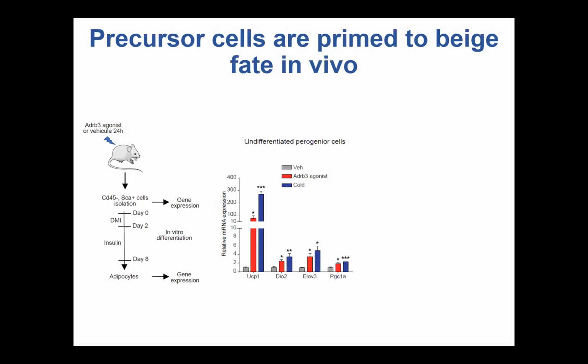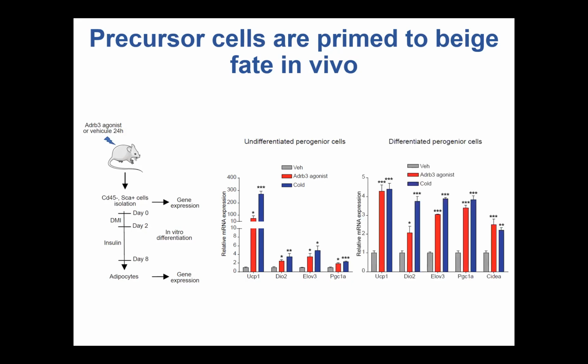And we found that for undifferentiated cells, consistent with our findings, there was actually an induction of brown markers, UCP1 and DIO2. We also found that those cells are actually maintaining this phenotype when they are differentiated in vitro, suggesting that the cells are actually primed to this beige phenotype in vivo. And that this priming process is actually maintained even when the cells are removed from the tissue.